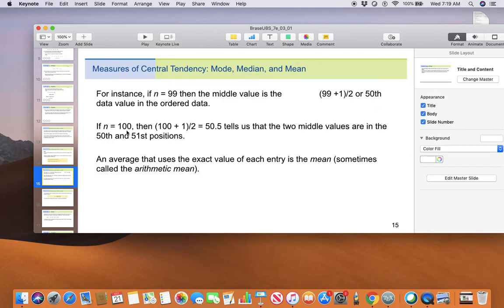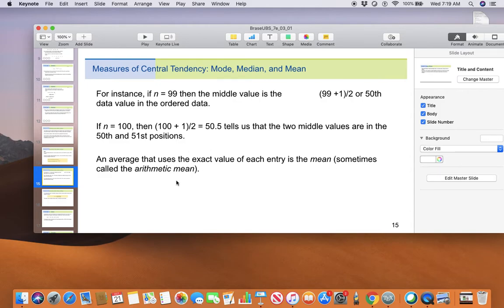On the other hand, if you have an even number of data values, say n is 100, then 100 plus 1 over 2 is 50.5. So there is no position called 50 and a half position. You have a 50 position or a 51 position. So you have two middle values, 50 and 51. And you are going to add those two values in those positions and divide by 2. Okay, so that is the median.